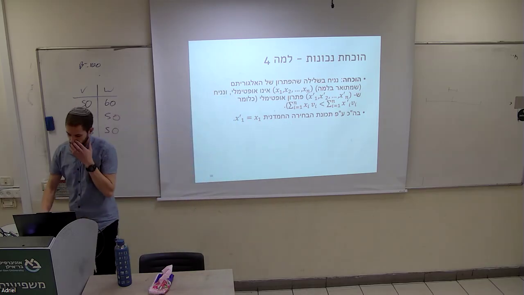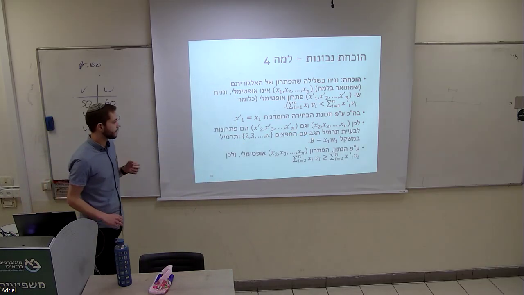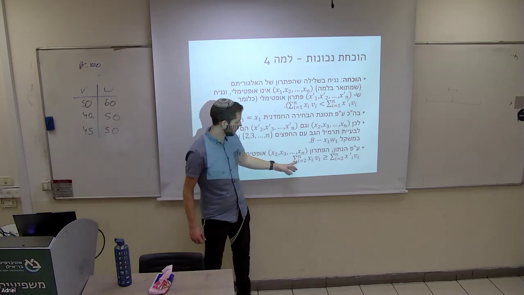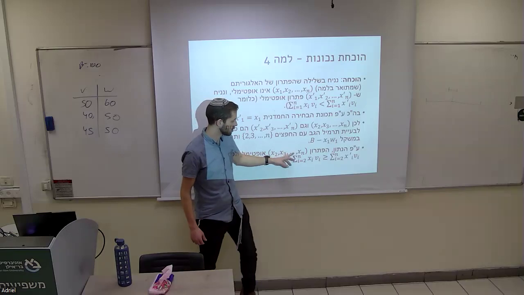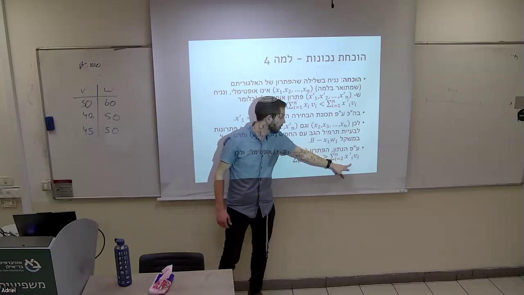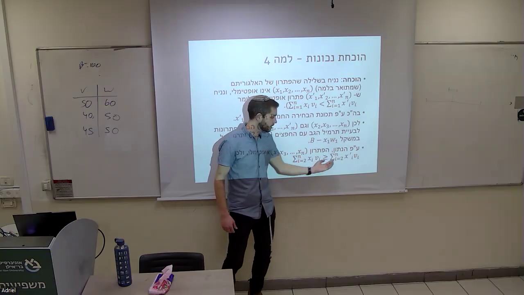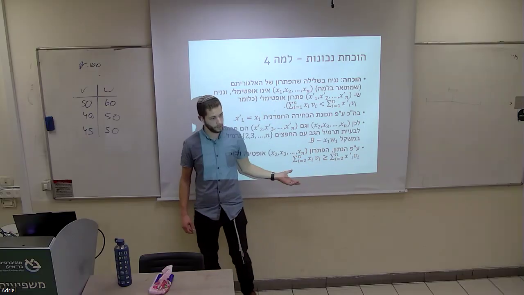So therefore, we know that this is optimal, and therefore the sum of xi times vi of our optimal solution is greater or equal to the sum of x tag i times vi. Because ours is optimal, it could be this one's also optimal, but ours is optimal. So it's greater or equal.